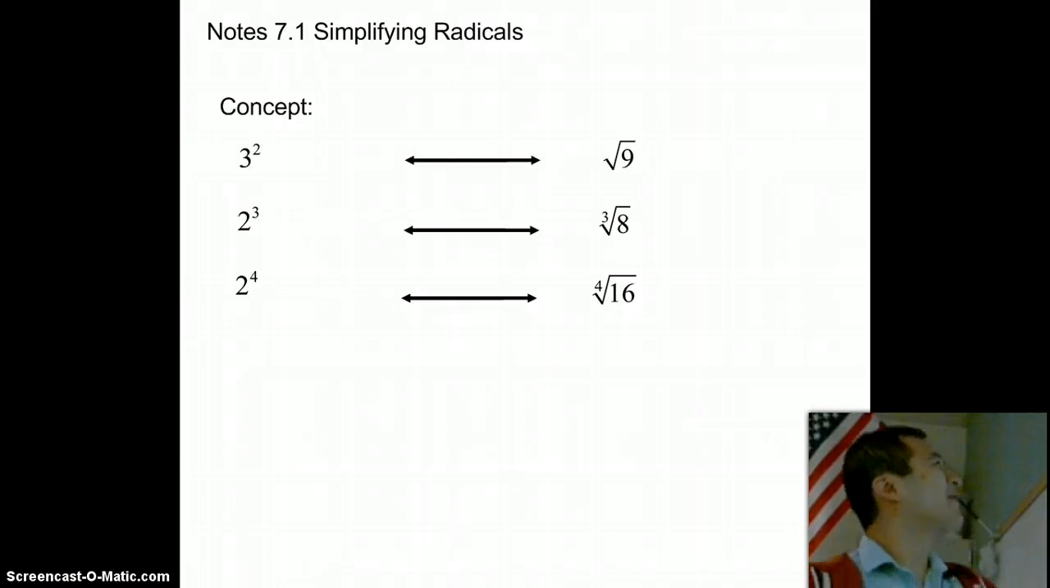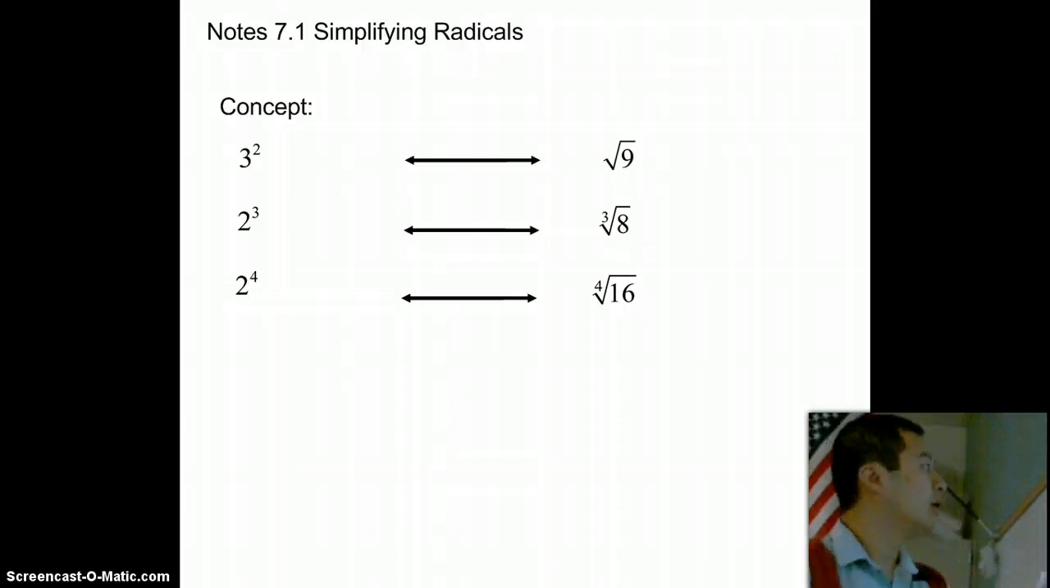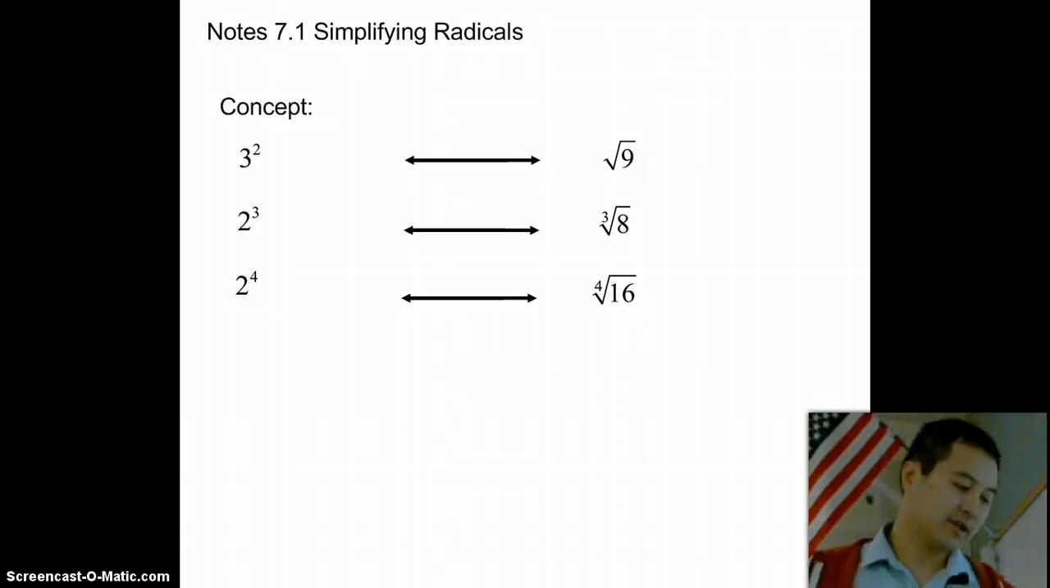Alright. Simplifying radicals, 7.1. So we kind of want to talk about the concept because a lot of times we miss out on what we're really talking about. So basically radicals and squares and cubes and exponents are actually the same thing. They're just inverses of each other.